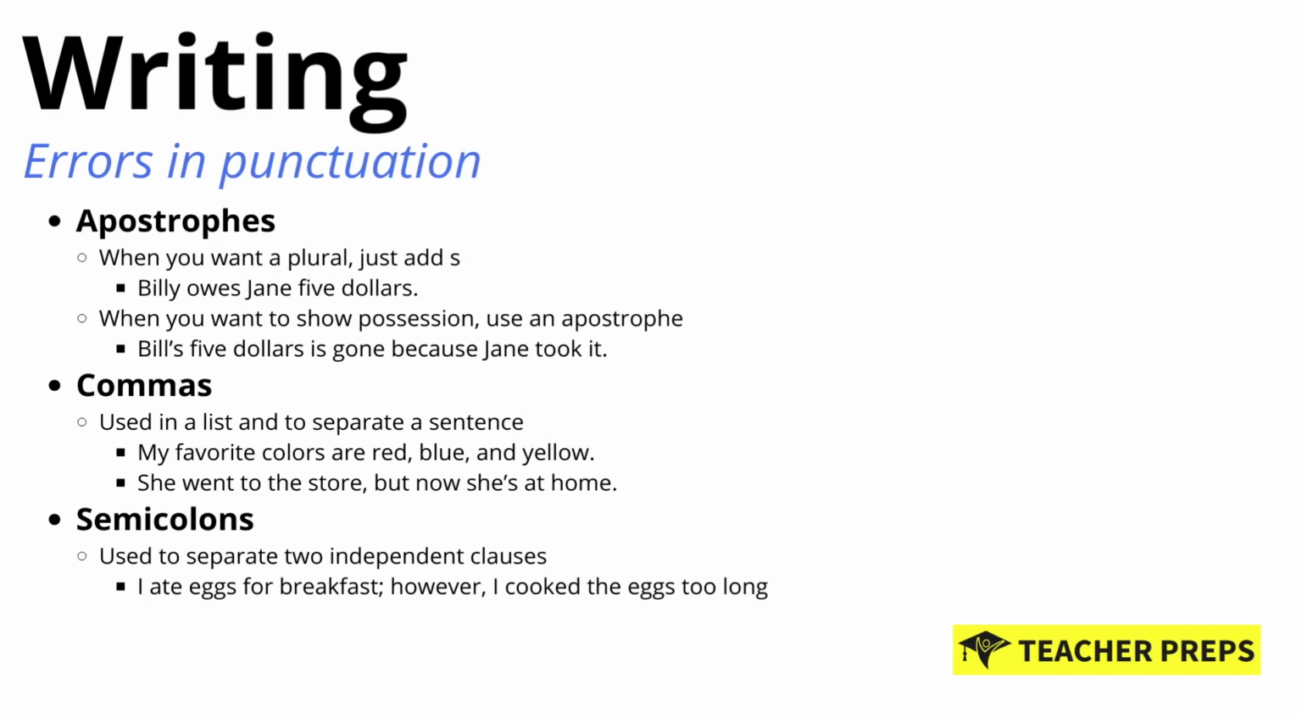Now we have common errors in punctuation. First, starting with apostrophes, when you want a plural, just add S. Billy owes Jane $5. When you want to show possession, use an apostrophe. Bill's $5 is gone because Jane took it. Commas are next, used in a list and to separate a sentence. My favorite colors are red, comma, blue, comma, and yellow. She went to the store, comma, but now she's at home. Now we have semicolons used to separate two independent clauses. I ate eggs for breakfast; however, I cooked the eggs too long.